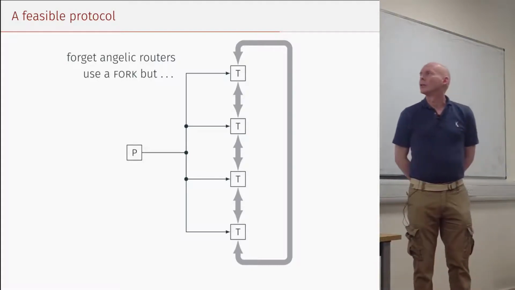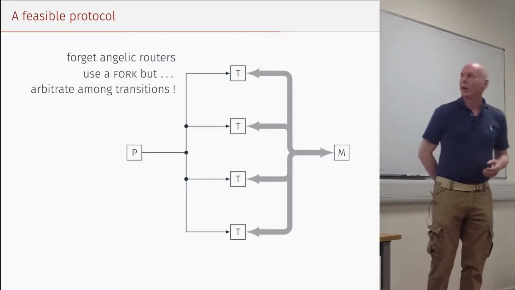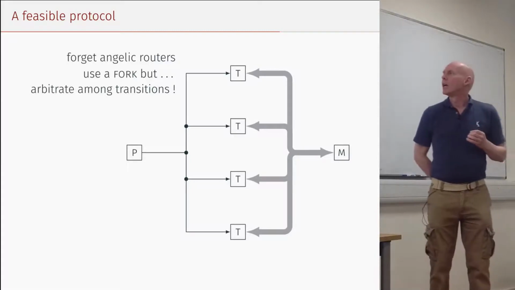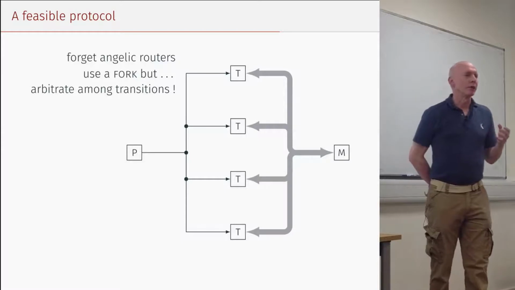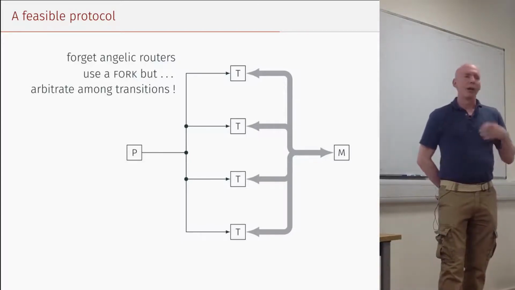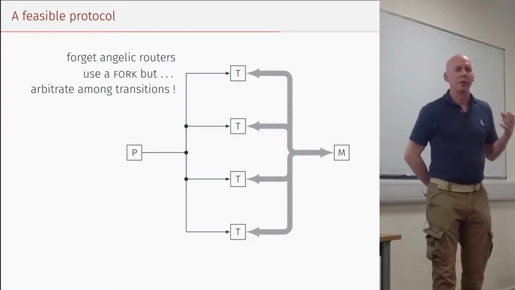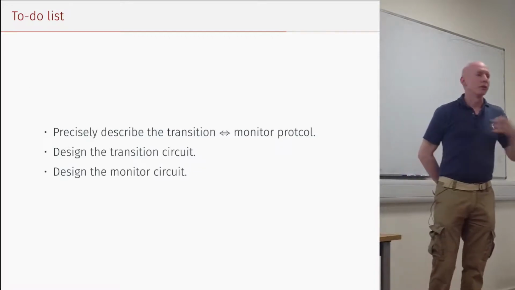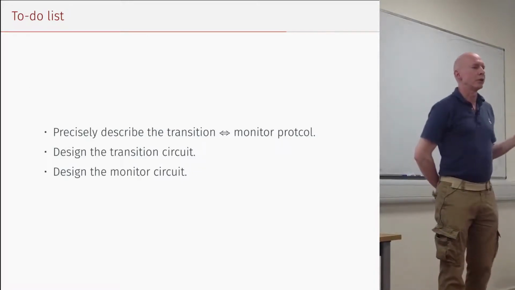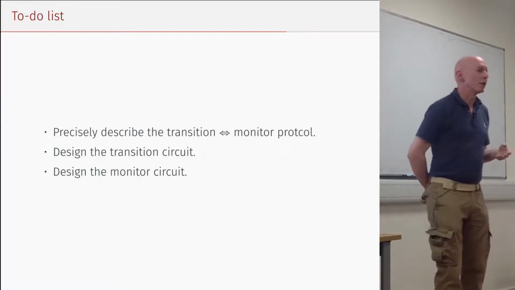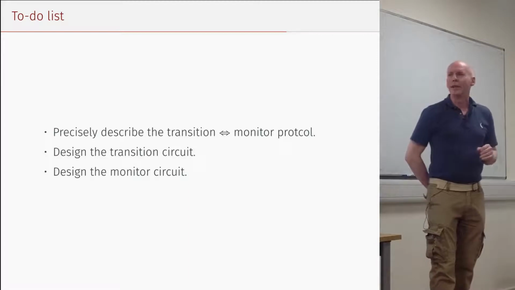But what I'm going to do instead is arbitrate among the transitions using an external entity that I'll call a monitor. And we'll need one monitor for each subset of the transitions that have any preset places in common. Preferably not one for the whole Petri net because that would be a bottleneck, but it depends on the Petri net. So this means if I could describe this protocol between the monitor and the transitions, and if I could design a circuit for the transition, and if I could design one for the monitor, that would be the big finish. So let's start with the protocol.